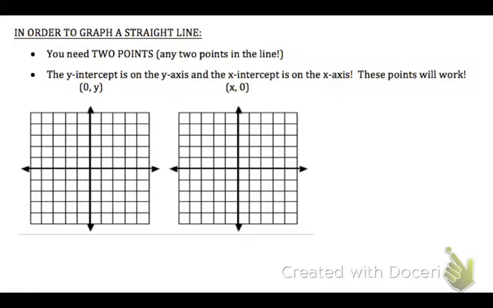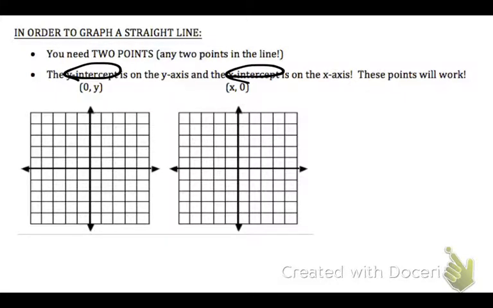In this video, there's actually a lot of understanding, a lot of ideas behind the problem. So we're going to explain the idea behind the problem before we get into an actual example. Basically it comes down to this. In order to graph a straight line, you need 2 points, any 2 points, and the y-intercept, which is on the y-axis, and the x-intercept, which is on the x-axis, will work.